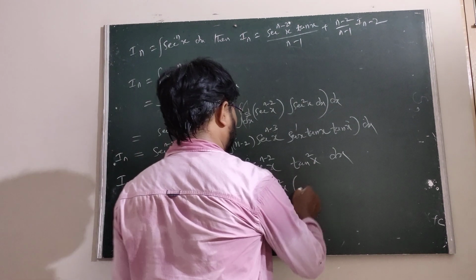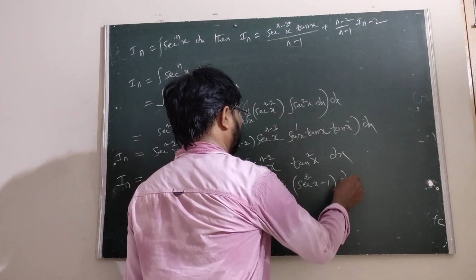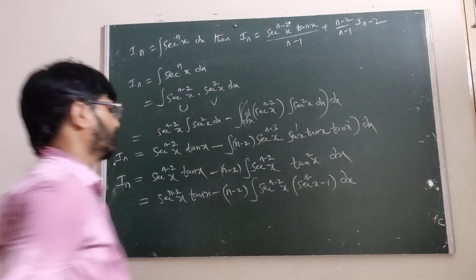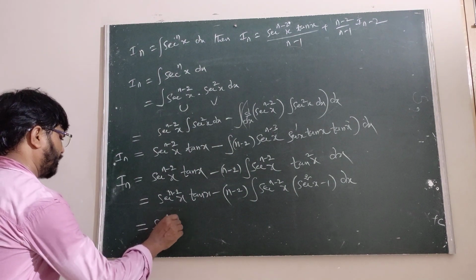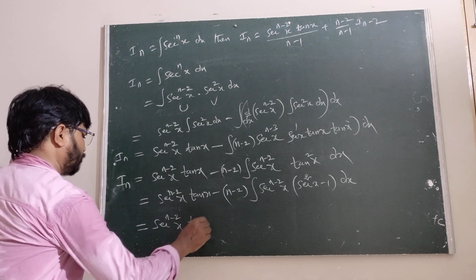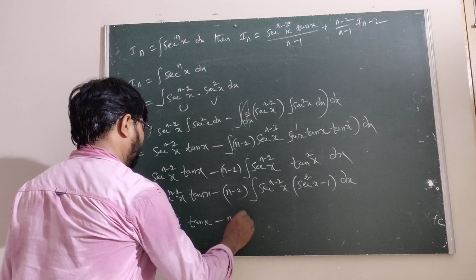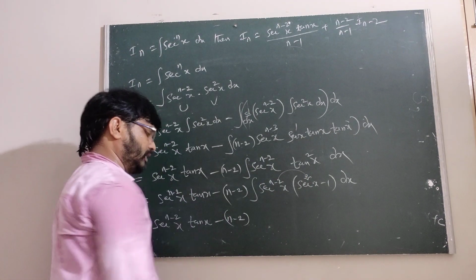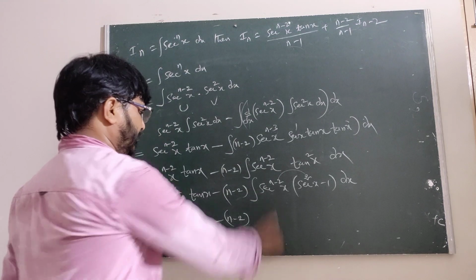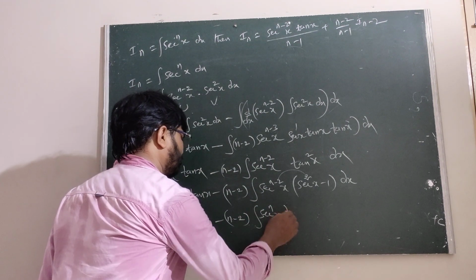Therefore tan square x is secant square x minus 1, into dx. The next step is secant power n minus 2 x into tan x. Now this is multiplied with n minus 2. Therefore, minus 2 plus 2 cancel. This is secant power n x dx.